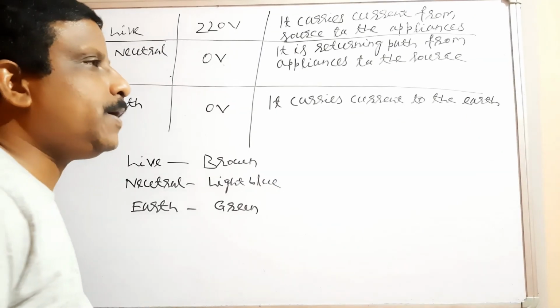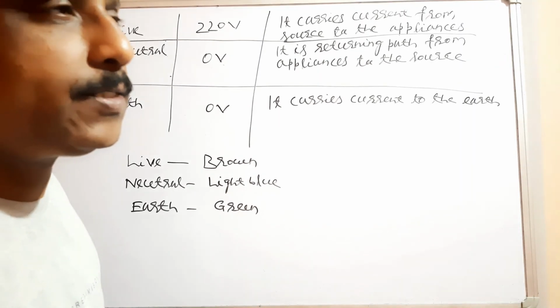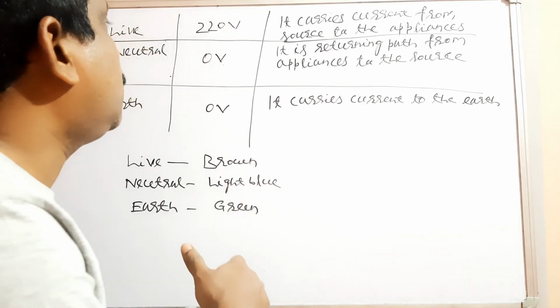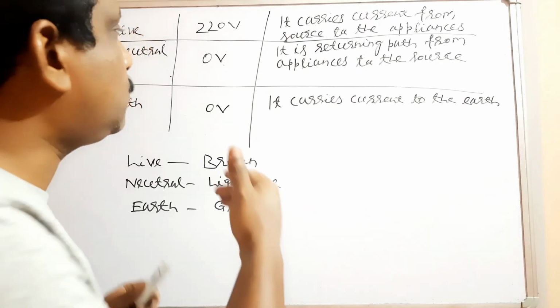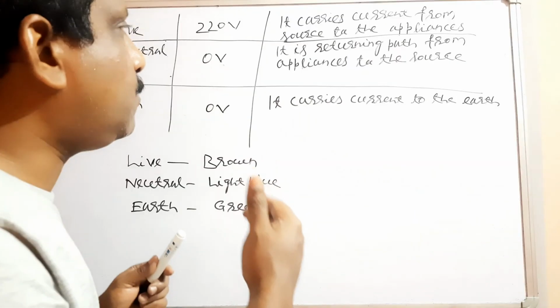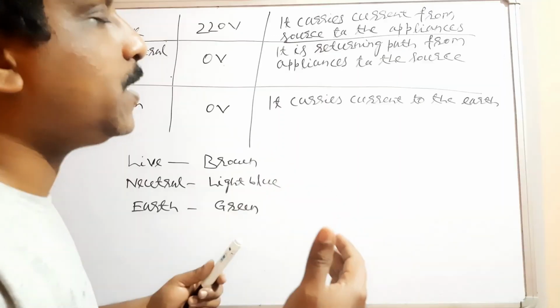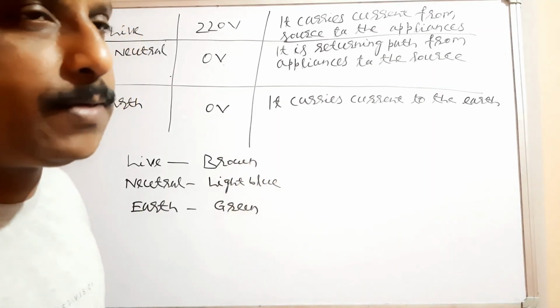So I have explained how power is generated and how it is transmitted, and how through the cables the current is coming to our house through the three wires. For those three wires, I have written the voltage and function, and their color coding also.